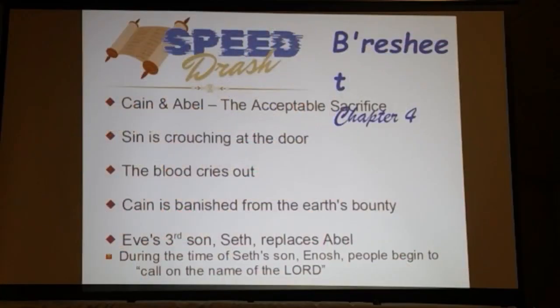Sin's crouching at the door. It's interesting that we see that the blood cries out. A lot of folks toss that around; we'll come back to it directly. Notice that it doesn't say the voice of your brother's blood cries out. It literally says that the blood cries out, because the life is in the blood, which we find out later in Scripture. My version says the voice of the brother. Yeah, the Hebrew says the blood cries out, dom kalal, the blood calls out. And we know it's revealed later that the life is in the blood of the creature.